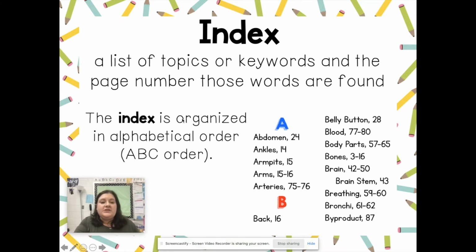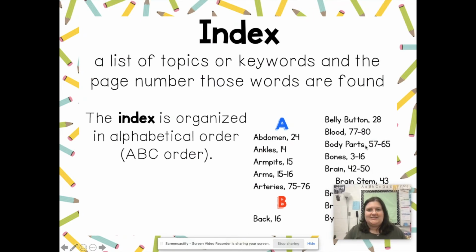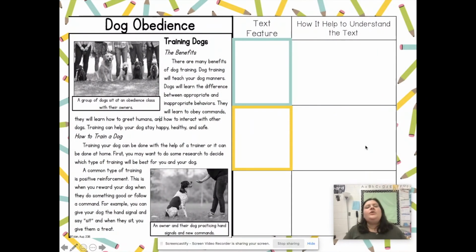So now that we learned about our different text features, let's go ahead and practice. We're going to practice by looking at this text called dog obedience. And as we can see here, there are a couple of text features that are sticking out at me, especially the ones that I have gone over with you. So I'm going to go ahead and model how you might do this particular sheet right here, where you have to identify the text features and you have to explain how it helps you to understand the text.